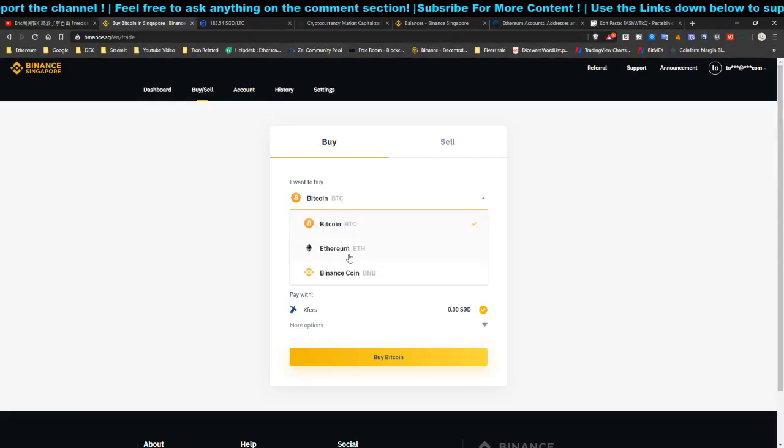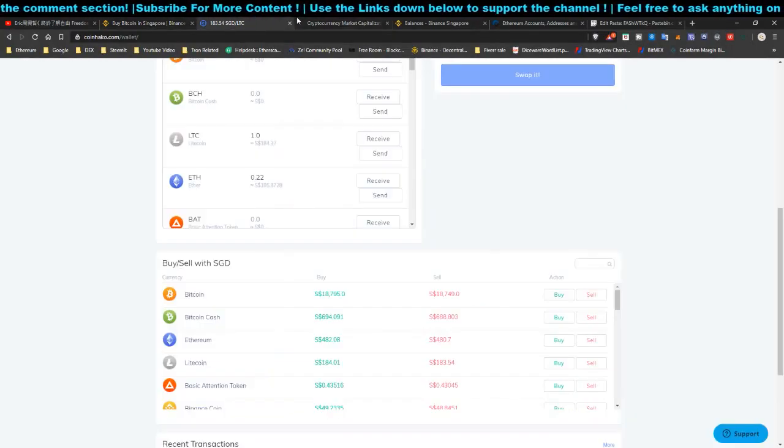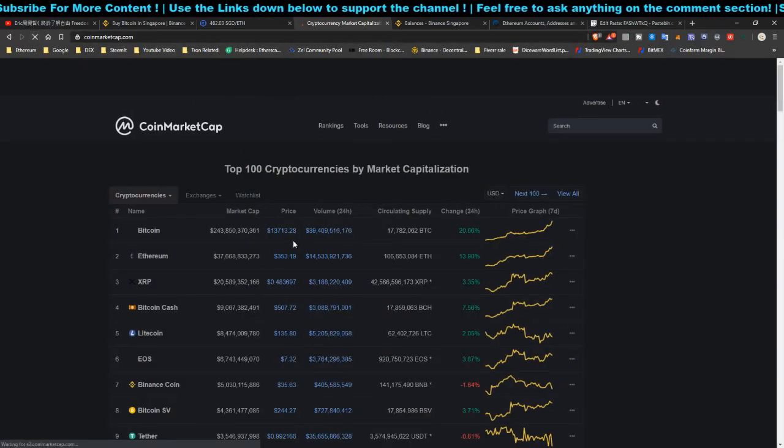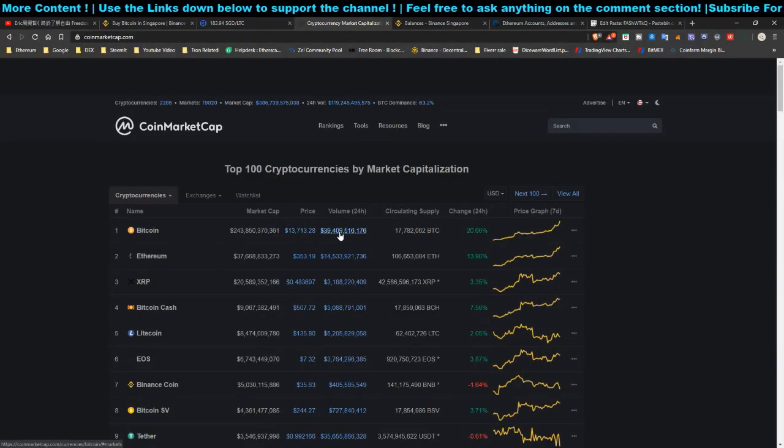You can choose the currency over here: Binance Coin, Ethereum, and Bitcoin. You can choose any of these three, whichever one you want to buy. Most probably you will just buy Bitcoin because Bitcoin is mooning right now. As you can see over here, it's mooning. It's going up to 13,700, slowly and steadily.